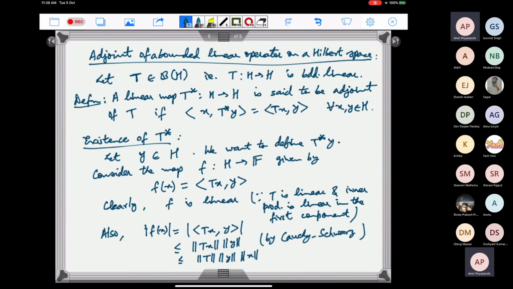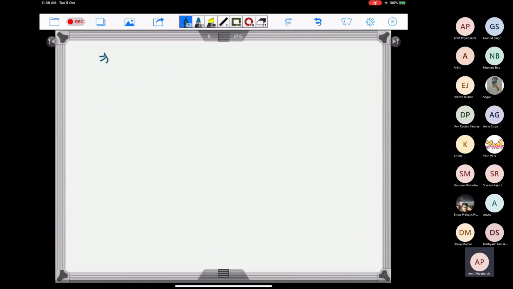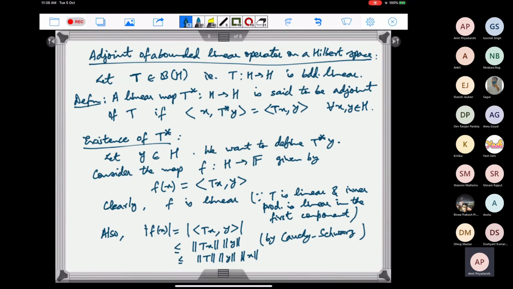So this implies f is bounded. So f is in H star, and the norm of f is less than or equal to norm T times norm y. So this map f is in H star.